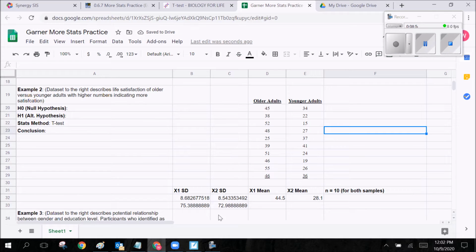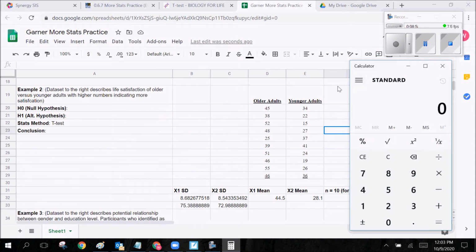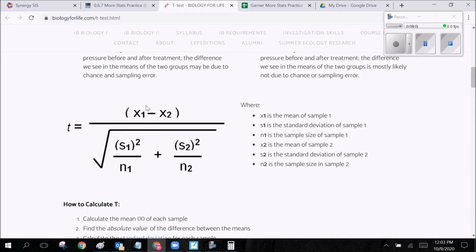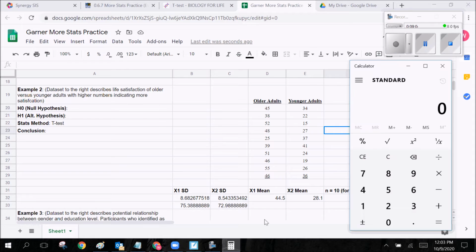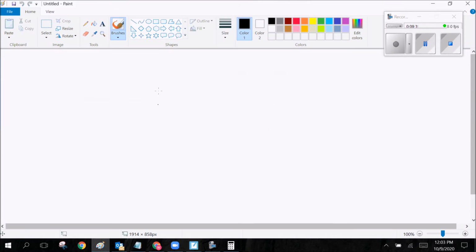So now we can pull out our handy dandy calculator and start doing some good old calculations. We see in the numerator, it's x1 minus x2. So that's going to be my x1 mean minus x2. So it's going to be 44.5 minus 28.1, which is 16.4. I'm going to start keeping track of this over here. So 16.4 is going to be my numerator.